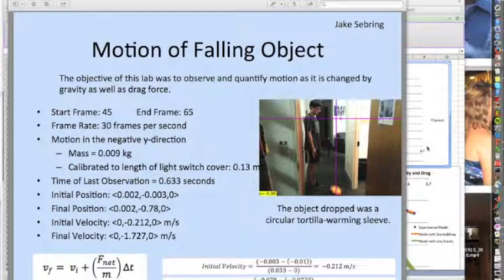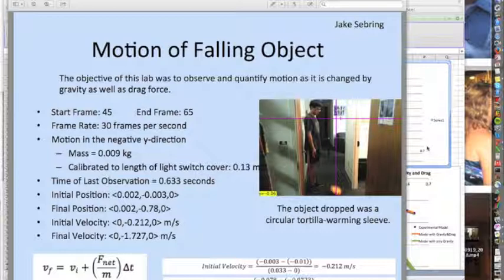This is Lab 2, Motion of a Falling Object. The objective of this lab was to observe and quantify motion as it is changed by gravity as well as drag force. In my experiment, my friend John dropped a tortilla warming sleeve, which is in the shape of a circle, and it was seen that the model that was created through Python effectively predicted the motion of the tortilla warming sleeve as it was compared with the data in Tracker.